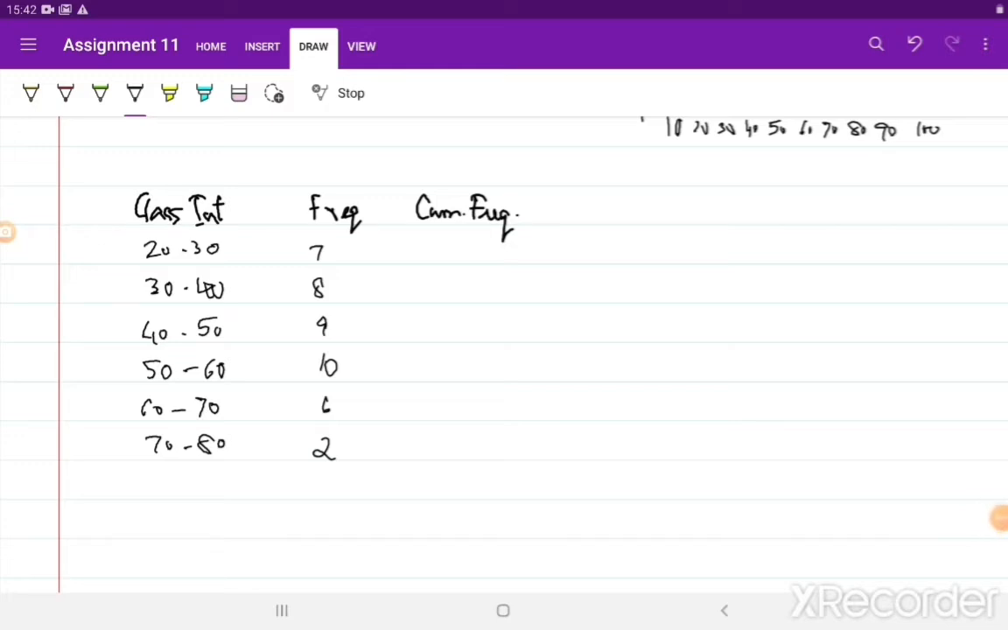Once again, I have written down the class intervals, 20 to 30 going on till 70 to 80, and these are the frequencies that we got when we constructed the frequency distribution table. Remember, we have to plot the greater than ogive curve, and if you want to know the number of observations greater than a certain number, you need to calculate the cumulative frequency from below. That is, the number of observations greater than 70 is 2.